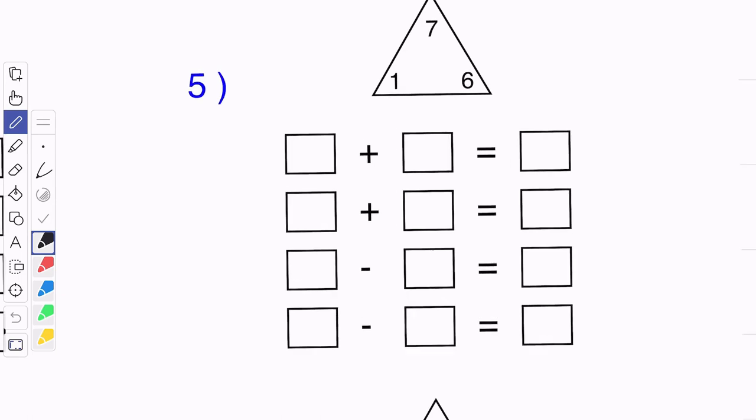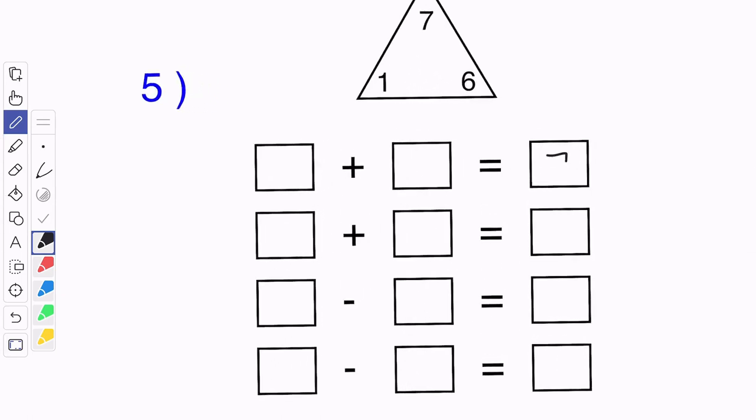For this one, we have 1, 6, and 7. We're going to put 7 over here for addition and 7 over here for subtraction. We do 6 plus 1 equals 7, 1 plus 6 equals 7, 7 minus 6 equals 1, and then 7 minus 1 equals 6.